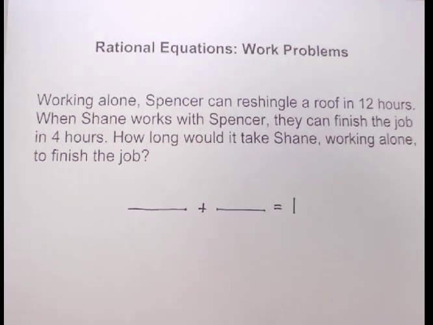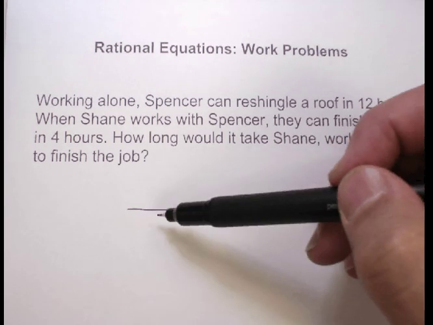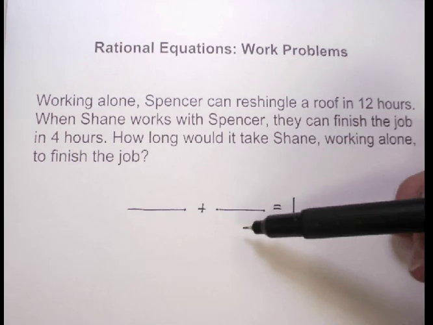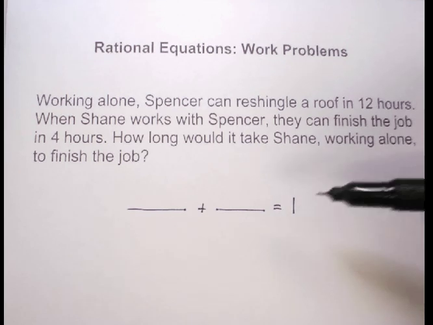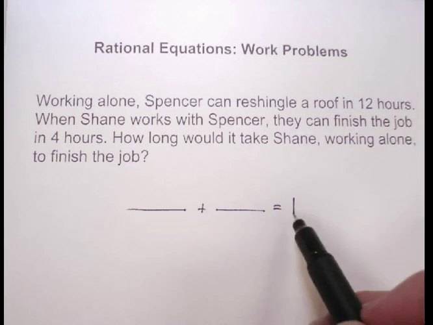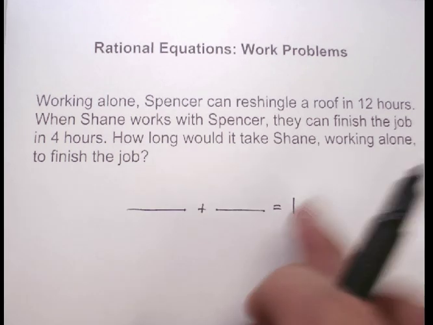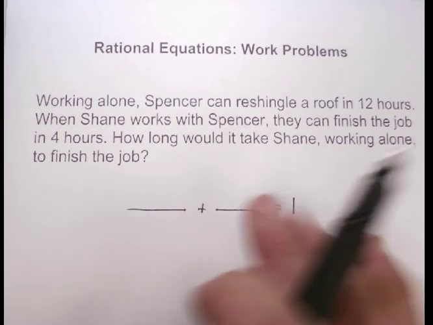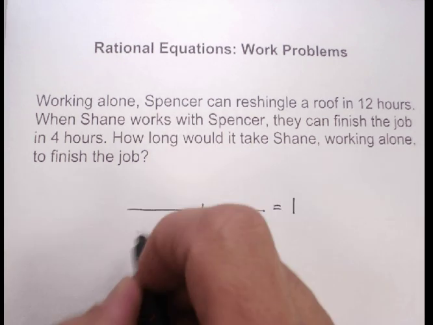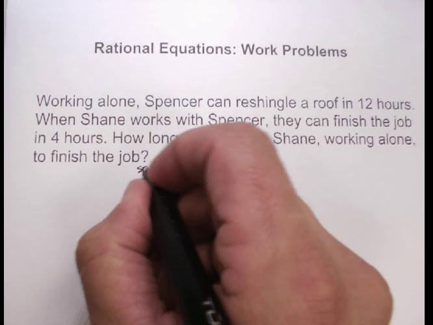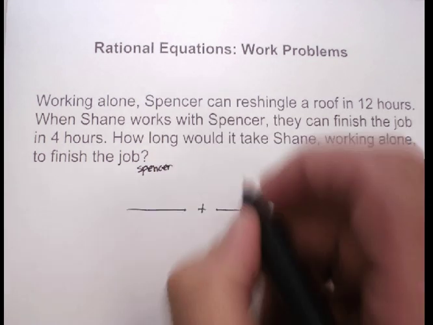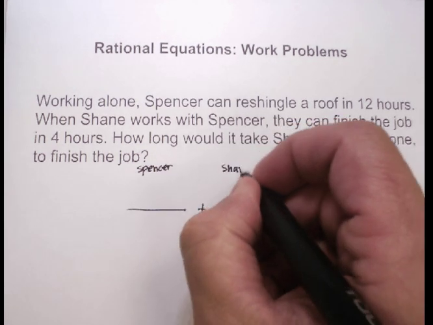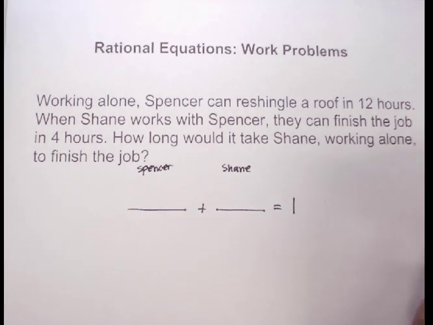And that is basically some fraction plus some fraction is always going to be equal to 1. Now let's think about that for a second. What does the 1 represent? Well, the 1 represents the total job. So, for example, we'll call this fraction Spencer. This is Spencer's fraction, how long it takes him to do the whole job. And this is Shane's fraction. Okay? And that makes some sense, right?